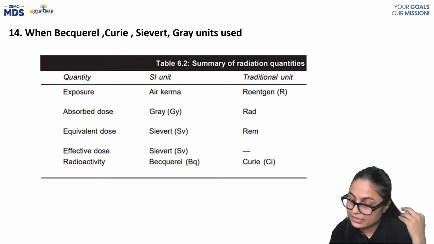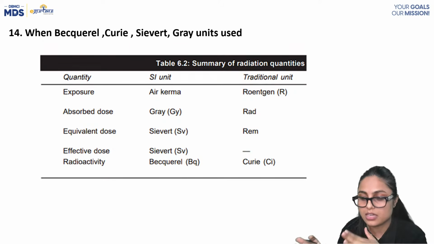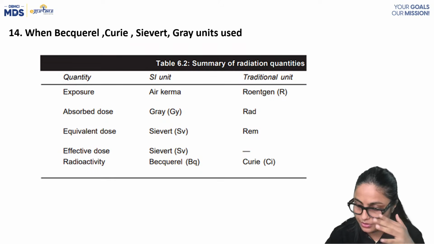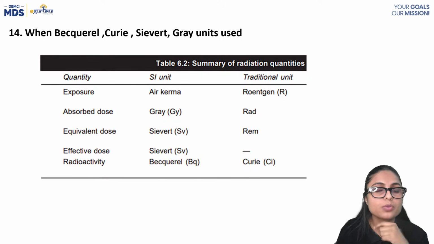MRI, how many Tesla? In dentistry, we use 1.5 to 3 Tesla. Okay, yes, ma'am. Okay. Chalo, moving on to the next question.